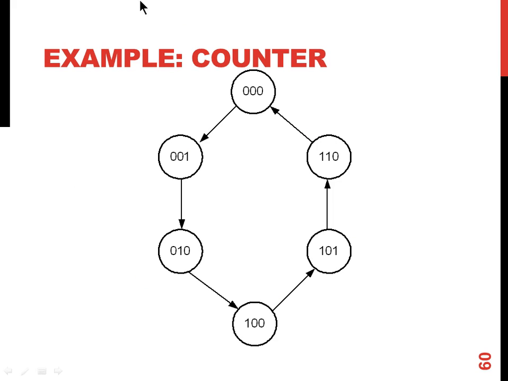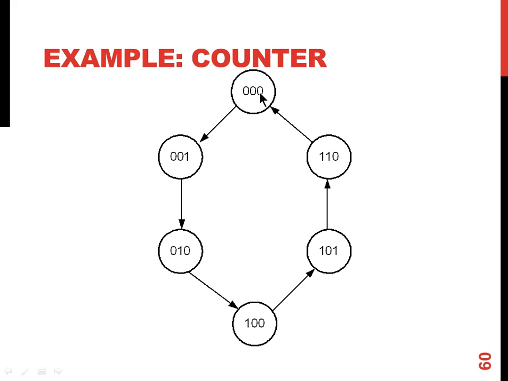Okay. So similarly, we can have a counter. That was a vending machine example. This could be a simple counter which counts from 0, 1, 2, 4, 5, 6, and back to 0. I can also build this using an FSM.